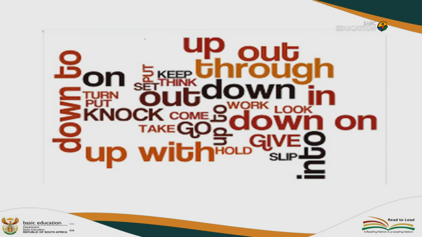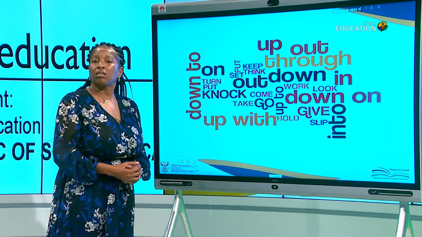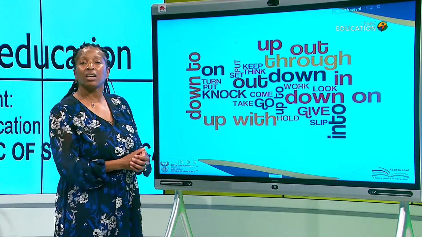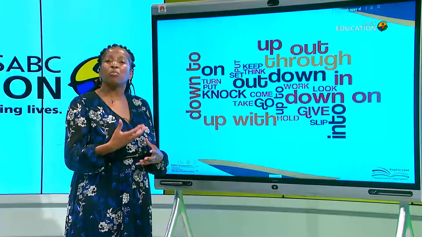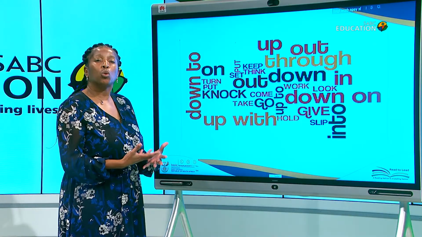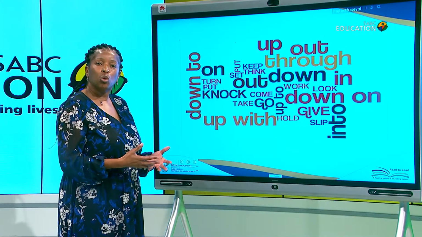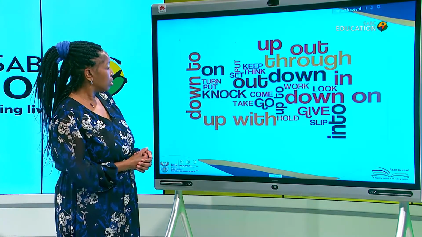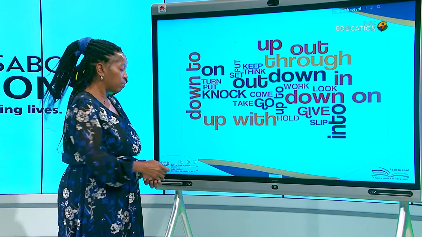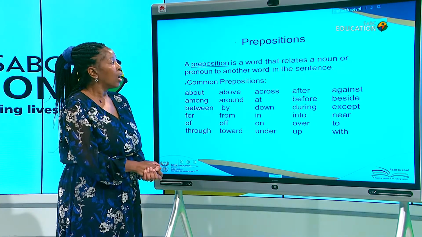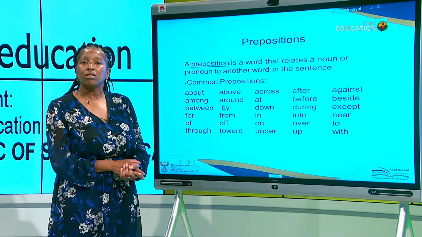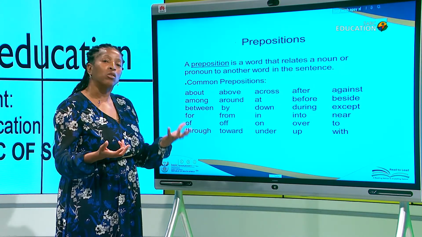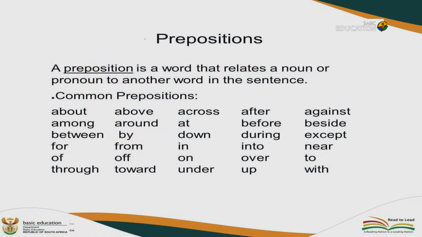We go straight to prepositions. If you look at this word cloud, you will see that most of the words within here are telling us of some sort of a position. Through, along, to, up, down. These are very important for you to understand prepositions. Prepositions are wonderful words. They relate one subject to another, or to an object. So we know a position of something.